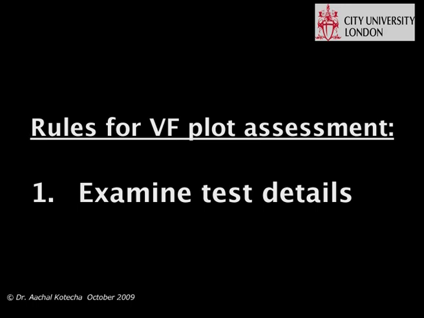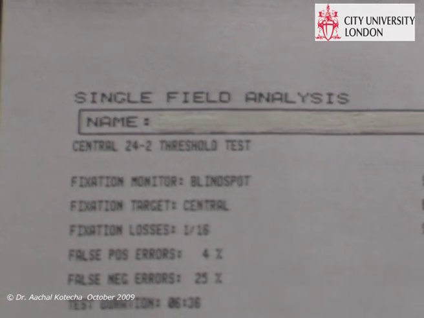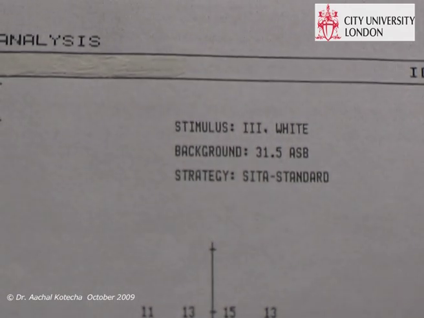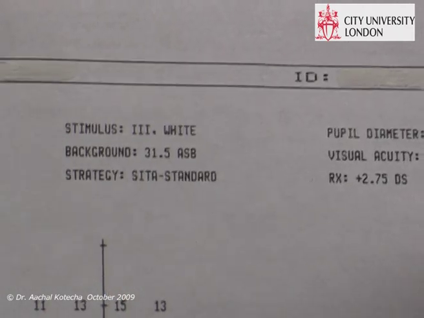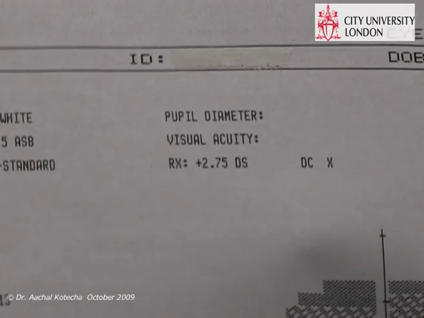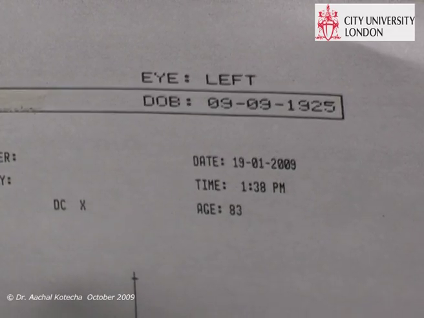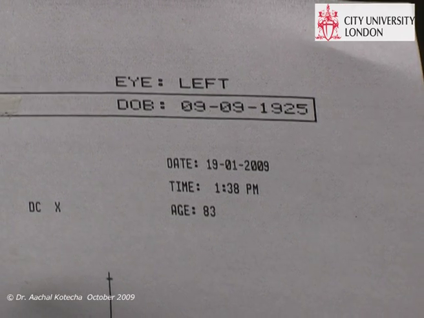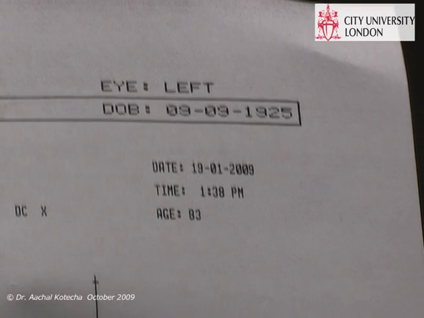The first rule for visual field plot assessment or interpretation is to check the details. Check that the patient's name is entered correctly, and then look at the test strategy. In this case, it's a 24-2 SITA standard strategy. Look at the prescription. A high positive or negative lens may give a clue as to whether there is a potential for rim artifact. Check that the patient's date of birth has been entered correctly and that the correct age is shown. This is important as many instruments compare the patient's results with an age-matched normative database. Also check the date of test to be sure that you are looking at the most recent results.